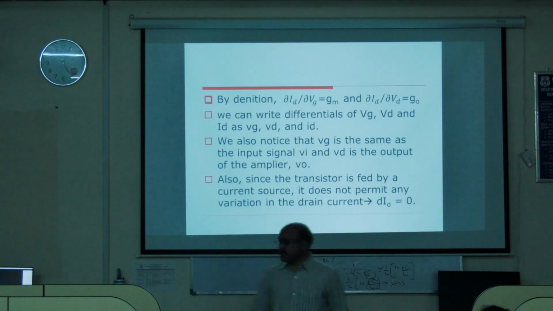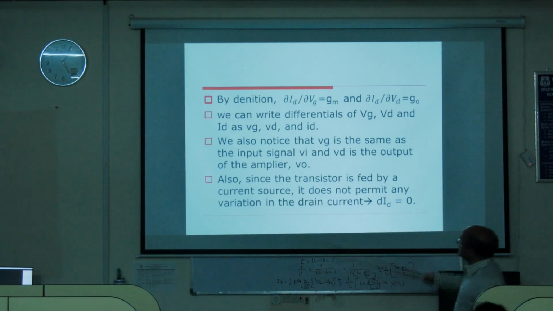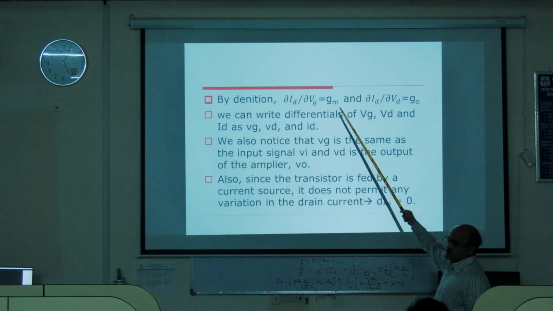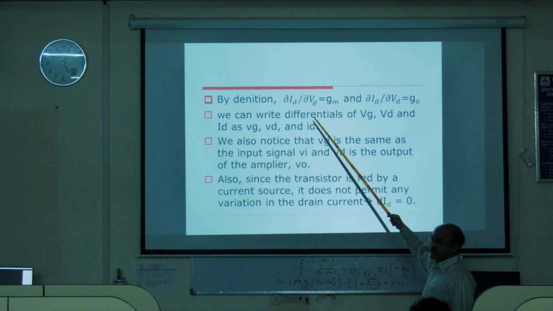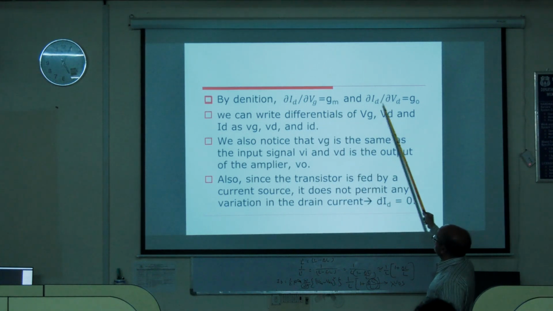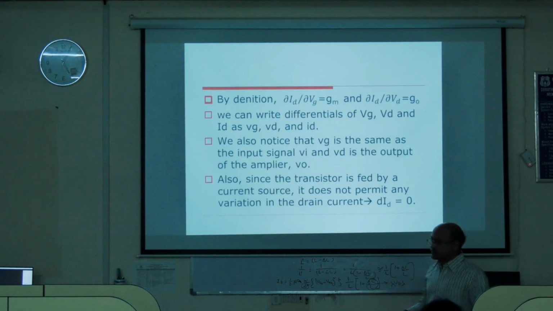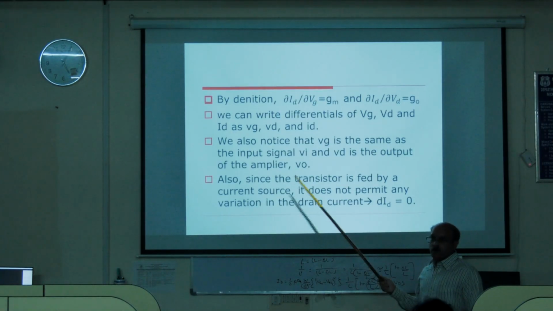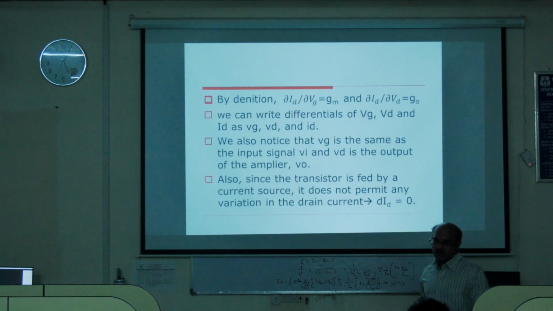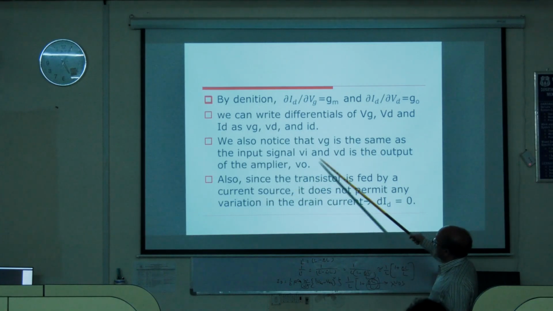So by definition, I can write ∂ID/∂Vg is equal to gm. So ∂Vg/∂ID is R, which is the reciprocal of G. So we can write the differences here. Now what can I do?